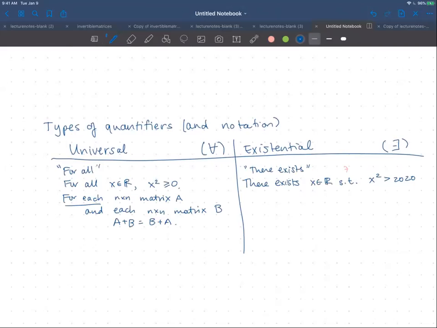Or we could say on the other side, the existential side, we could say for some A, A squared equals the 0 matrix for some square matrix A. In fact, A equals the 0 matrix would work, but maybe there's some other ones.